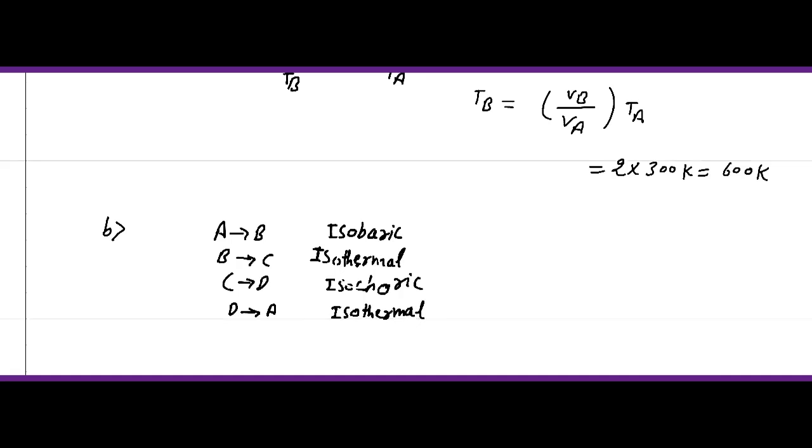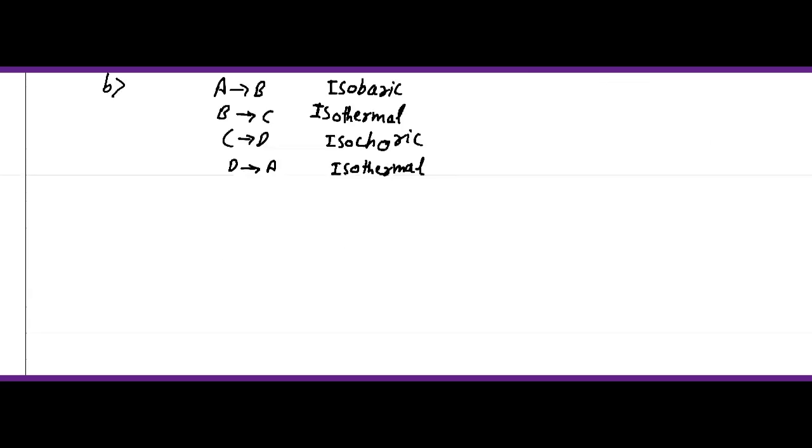Isobaric is expansion work, isothermal is expansion work, isochoric, and here isothermal is the compression work. So here firstly we take the A to B part, process A to B. So here this is isobaric, that means the pressure is constant.